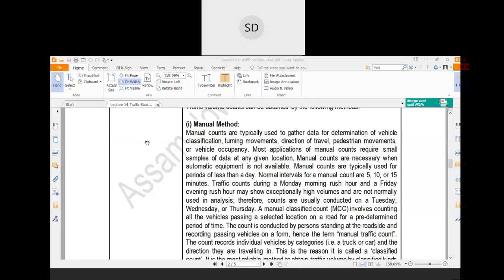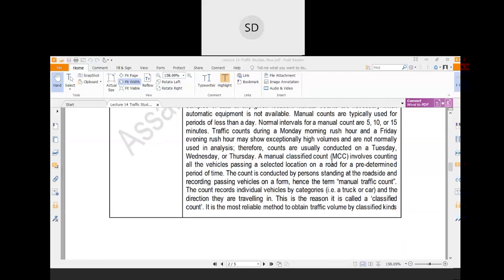Another thing is that Monday and Friday are also avoided. Why? On Friday, as the next day is Saturday, there would be a rush in the evening hours of the employees who are staying outside of a particular area going to their homes. Similarly, on Monday morning there will also be a rush of people coming from the different adjacent areas to that particular area. So therefore, the manual count survey is conducted on Tuesday, Wednesday, or Thursday.